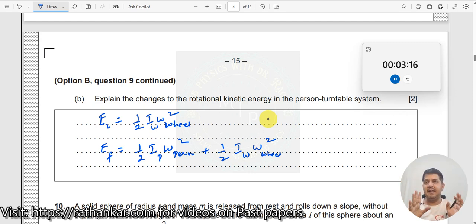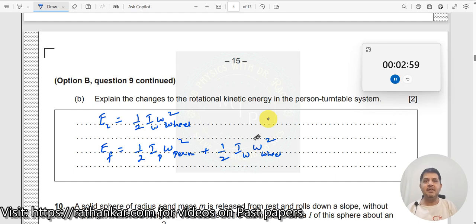No, energy is not created here. While you rotated the wheel, you did some extra work. That extra work is reflected as rotational kinetic energy. Remember, by rotating the wheel, you are not creating any extra energy here.